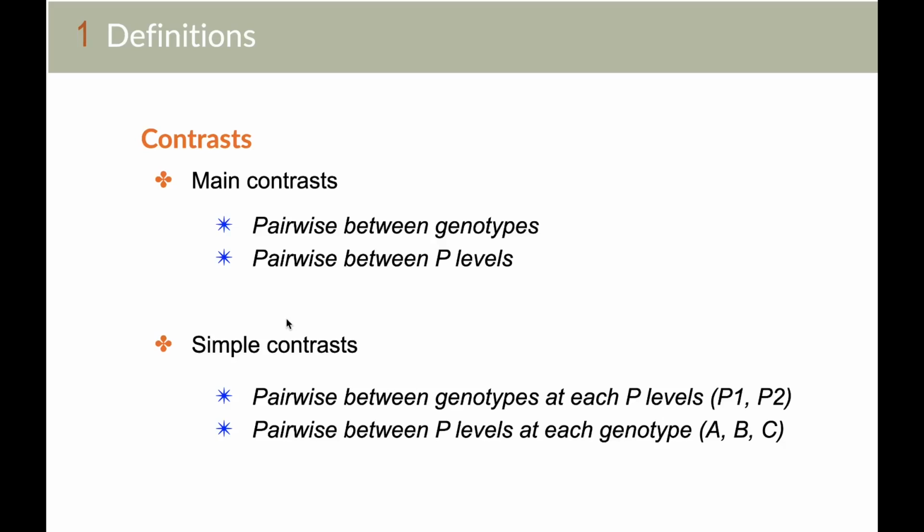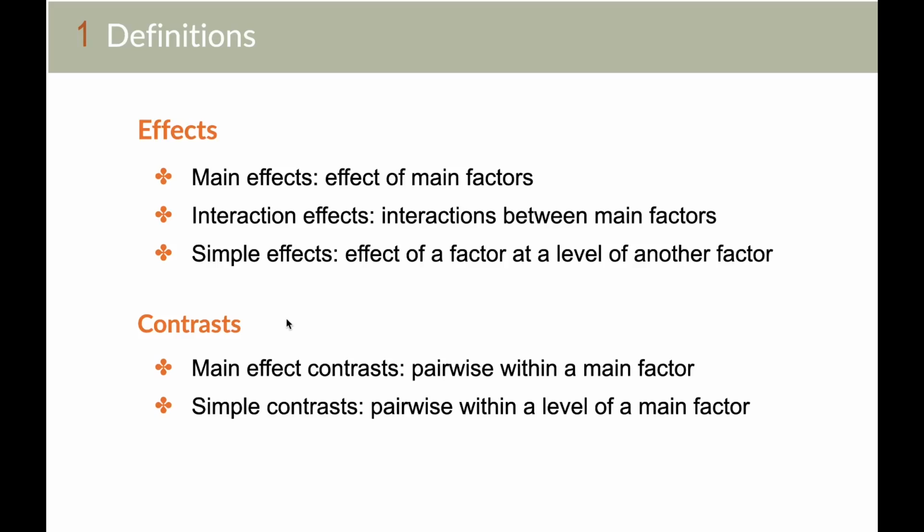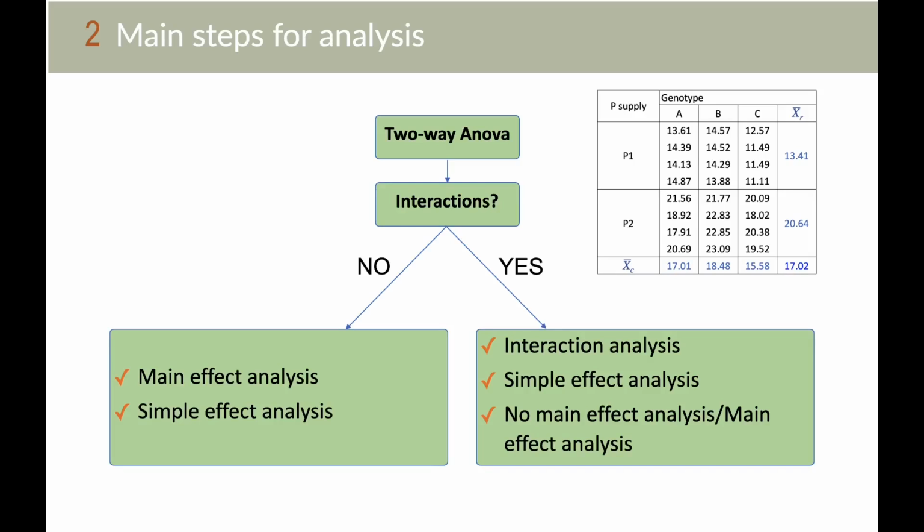levels at each genotype. So in general, main effects are the effects of main factors, and the interactions are the interaction between the main factors. And simple effect is the effect of a factor at the level of another factor. For the main contrast, that is a pairwise comparison between the main factor levels, and for simple contrast, that's a pairwise comparison between the levels of a main factor. With this experiment, there are 2 main factors, genotype and P supply.